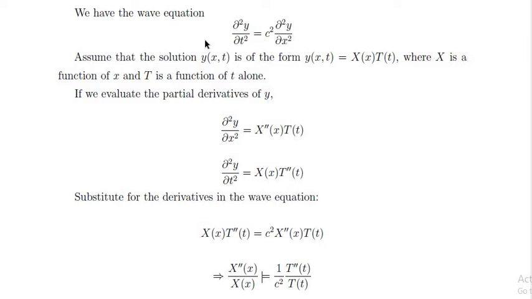Now we will see the solution of the wave equation using the method of separation of variables. Consider the wave equation ∂²y/∂t² = c² ∂²y/∂x². Assume that the solution y(x,t) is of the form y(x,t) = X·T, where capital X is a function of small x alone and capital T is a function of small t alone. Now we evaluate the partial derivatives of y.